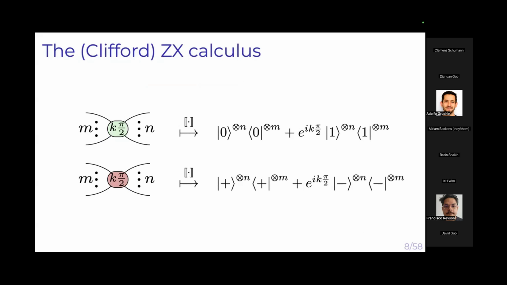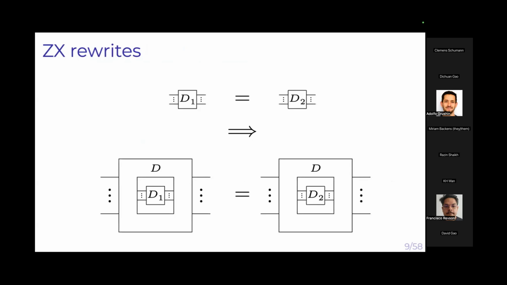We work with the usual qubit Clifford ZX calculus. So we have red and green spiders, Z and X. We also have the usual Hadamard gate. Nothing special here. And we have just the usual rewrites. In this case, we have two diagrams that are equivalent, and we can replace this diagram in a larger context with this other diagram that is the same as the one.